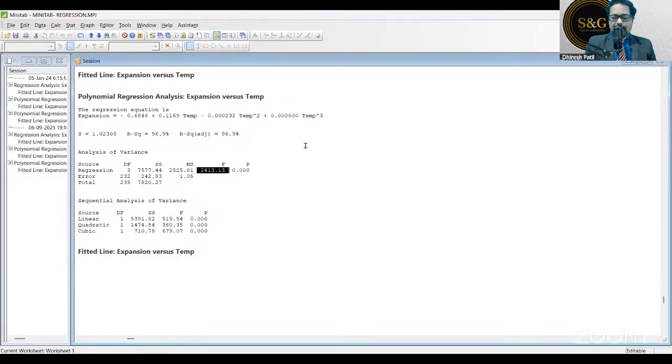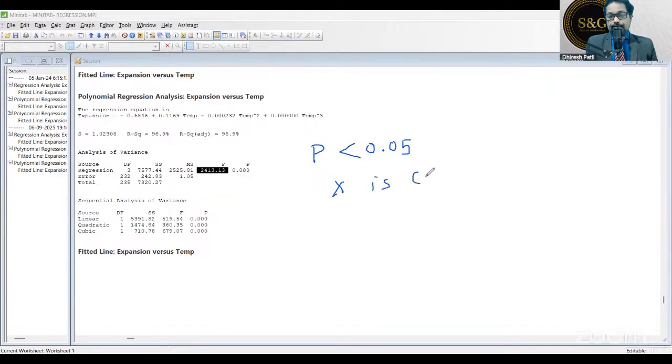So P value, listen to me very carefully. We cover this in more detail in design of experiments. Whenever the P value is less than 0.05, understand this? The factor, the X is critical. In this case, the p-value is 0.000. That means it is much lesser than 0.05. That's why this is a very critical value. So the temperature is very critical as far as expansion is concerned. Clear? Yes. If it is less than 0.05, the X is very critical.